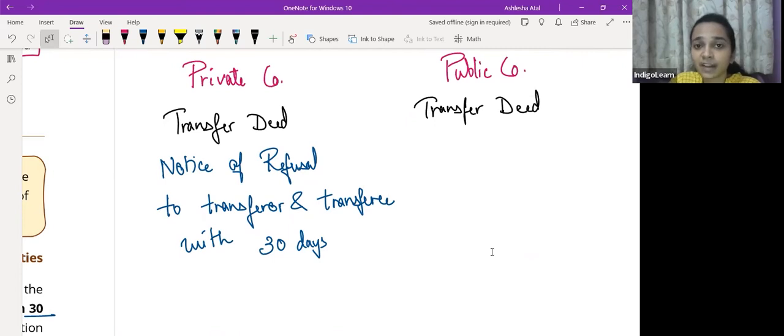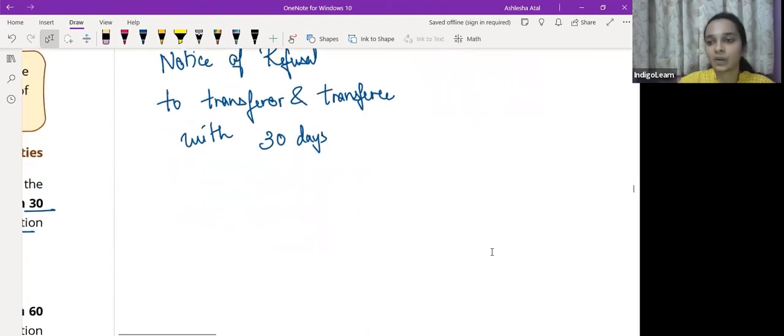The company will have to clearly intimate both the transferor and the transferee that the company is not registering a particular transfer. And what is the time limit within which the company has to do it? Within 30 days from the date when the document of transfer or the intimation of transmission has been filed with the company, has been delivered to the company. अभी इसके बाद क्या होगा?